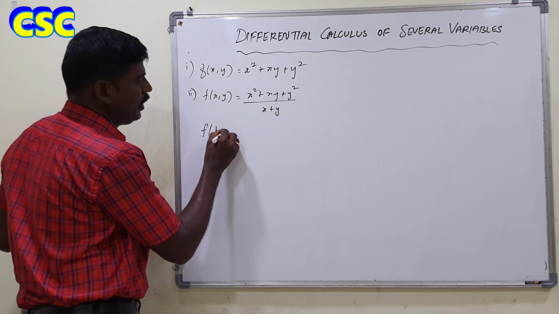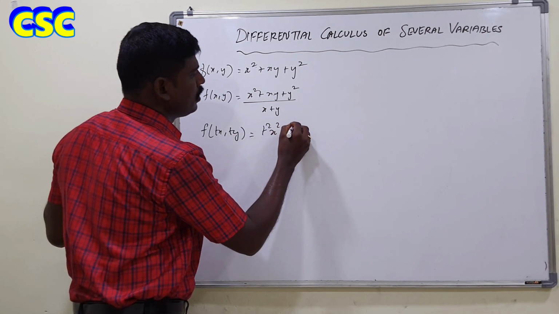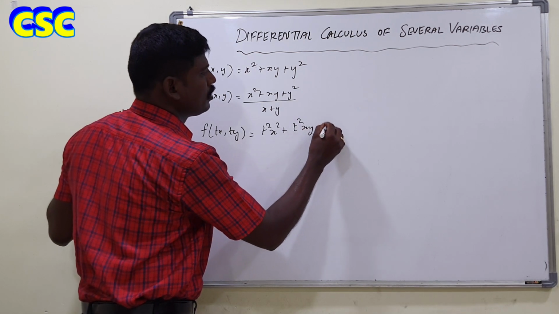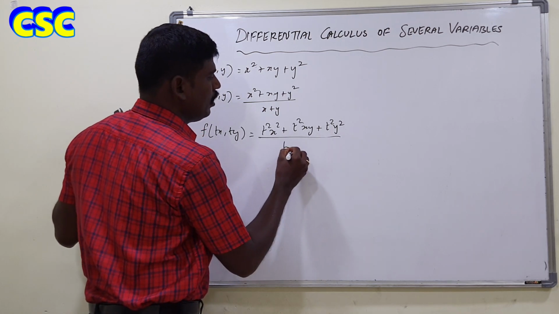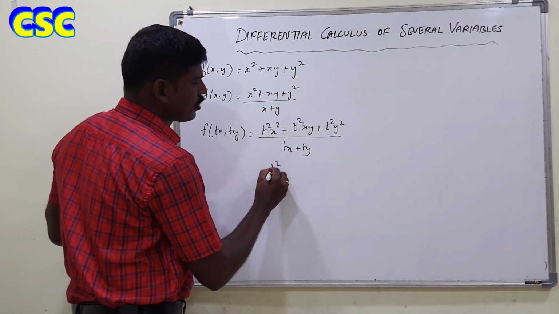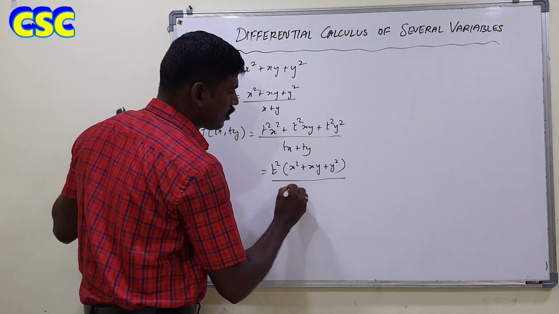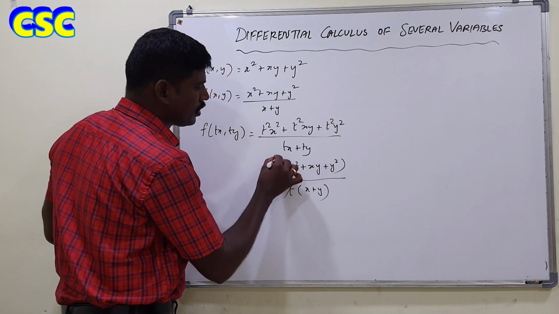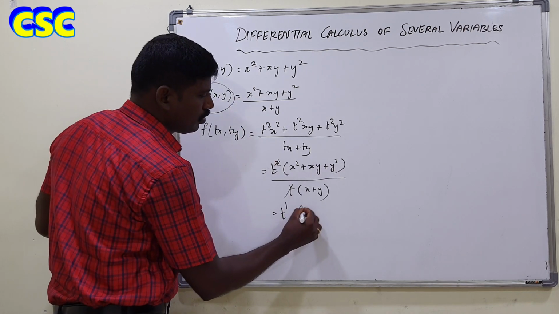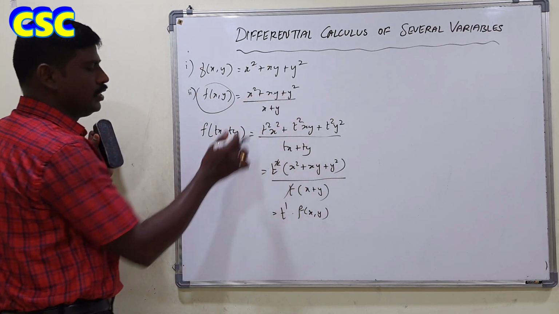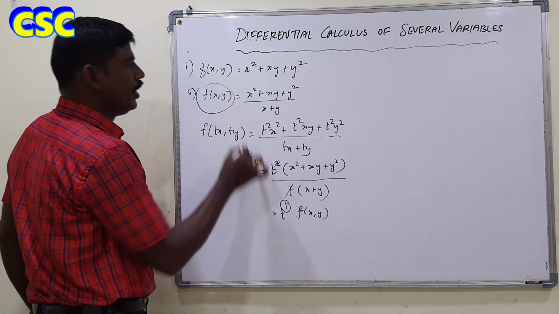So f of tx comma ty, substituting, is t square x square plus t square into xy plus t square y square, by replacing x by tx and y by ty. Same in the denominator, tx plus ty. Taking t square as common from the numerator x square plus xy plus y square, and taking t as common from the denominator x plus y, you can cancel that. So t power 1 into f of x comma y. What can you say about this function? f of x comma y is a homogeneous function of degree 1 in x and y.